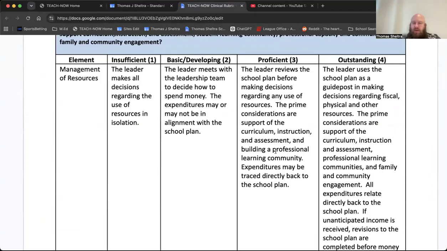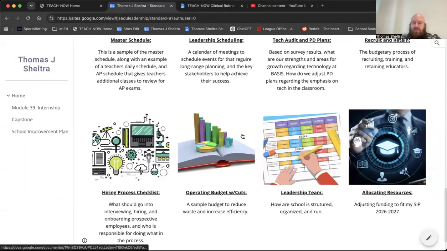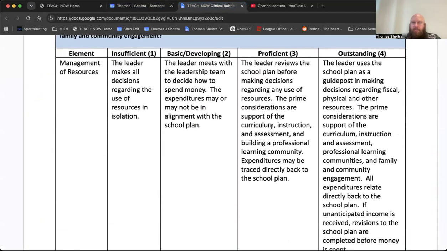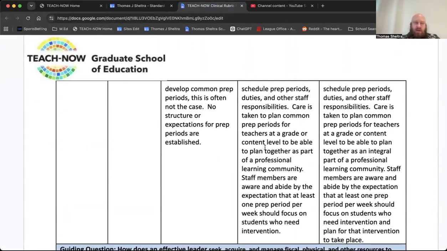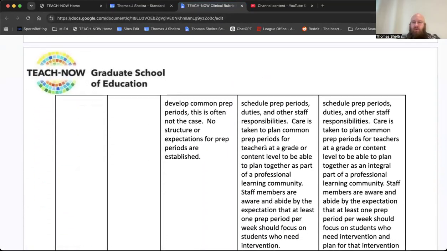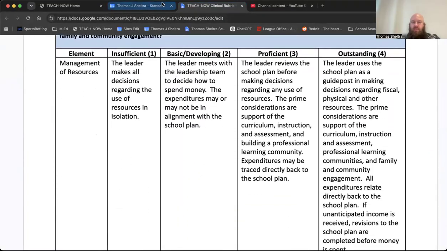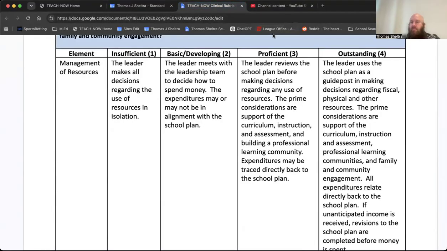So building a professional learning community, making sure we have the types of teachers in the classroom. Those are essentially all of the artifacts I have for Standard 9. Outside of the scheduling part, which I think is outstanding, proficient for the rest. So thank you very much.